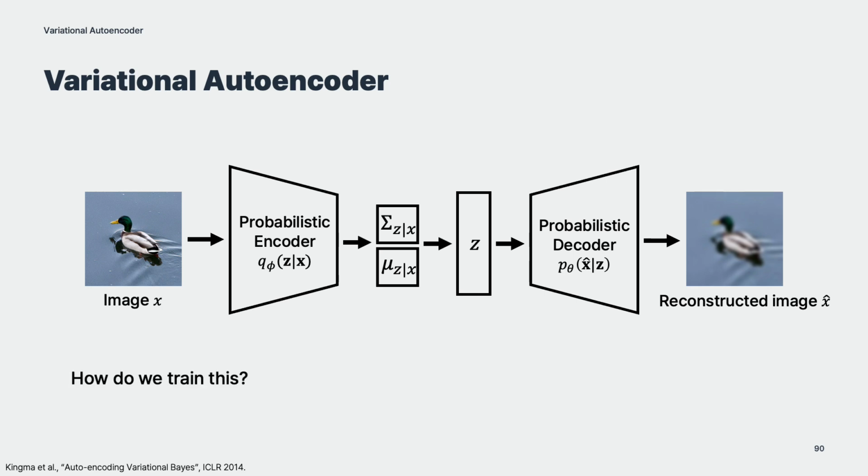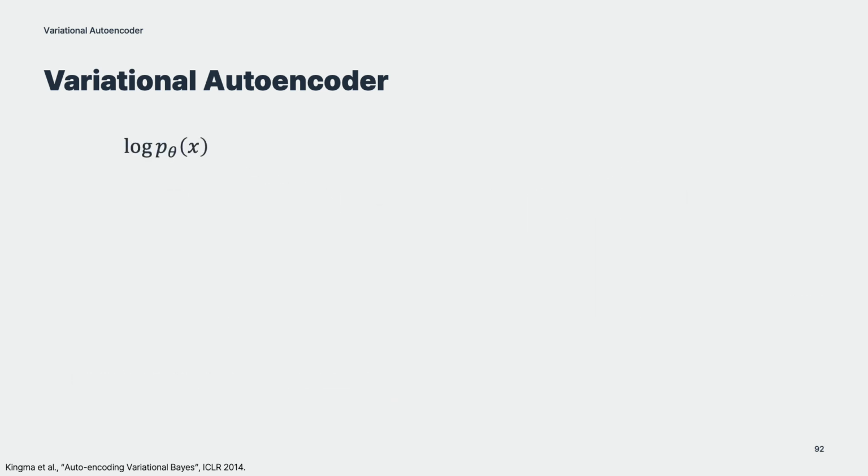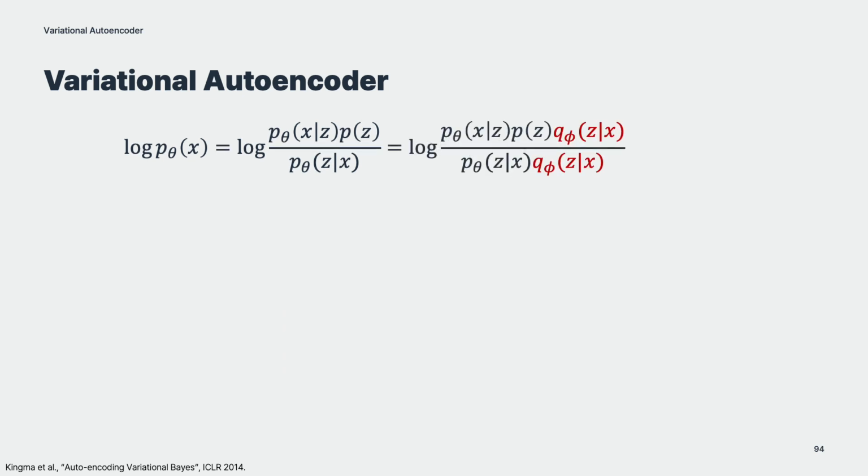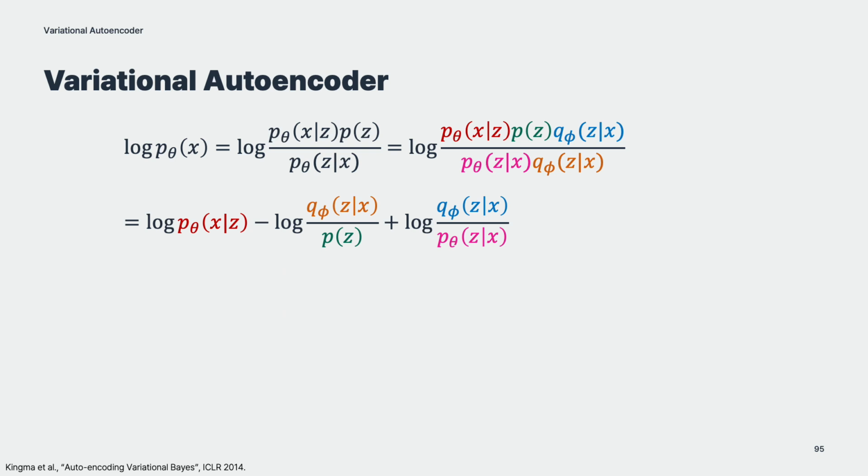So now, how do we train this? Similar to what we discussed earlier, we still aim to maximize the likelihood of P of x. Since the log function is monotonically increasing, we can optimize log P of x instead of P of x. By Bayes' rule, we can rewrite the expression in this form. And we multiply both the numerator and denominator by the same Q of c given x. Using log properties, we can decompose the expression into multiple terms.